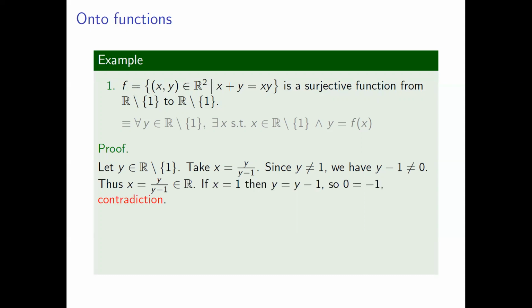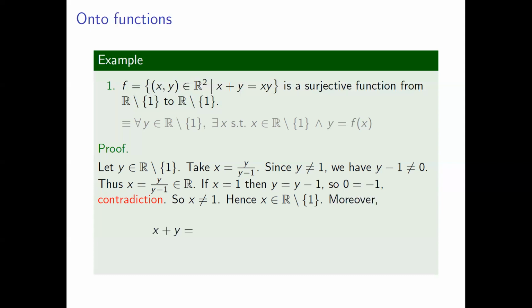If x equals 1, then y must be equal to y minus 1, which gives us 0 equals negative 1, which is false. Hence, we have a contradiction. So x is not equal to 1. Hence, x is a real number not equal to 1.